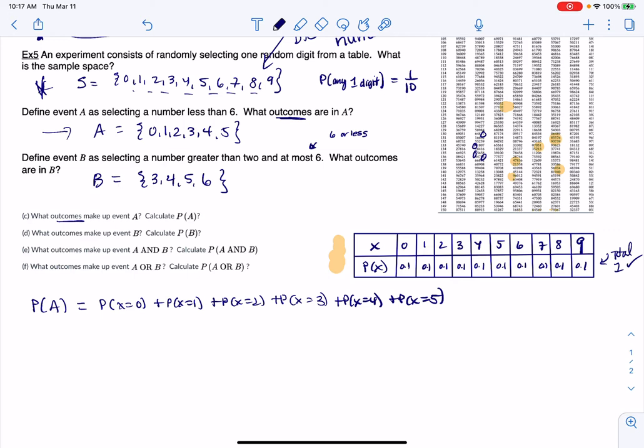Now, all of these events are disjoint, meaning if I'm selecting one number, I can't at the same time get a 0 and a 1, right? I can't have both of those happen at the same time. They're disjoint. And when events are disjoint, you just add their probabilities. So what I mean by that is if we want to include 0, 1, 2, 3, 4, and 5, I need to add their probabilities. So I'm going to add 0.1. Oops, let me do this.